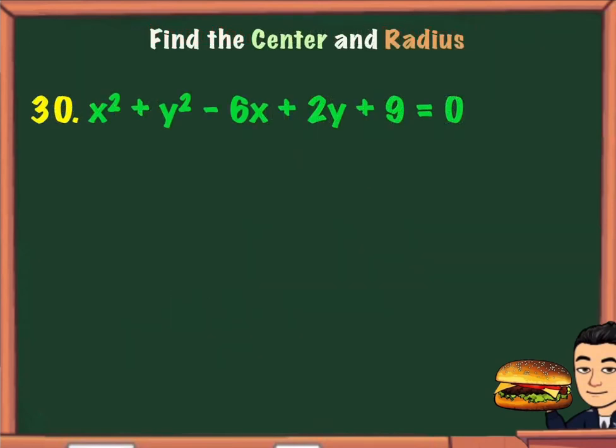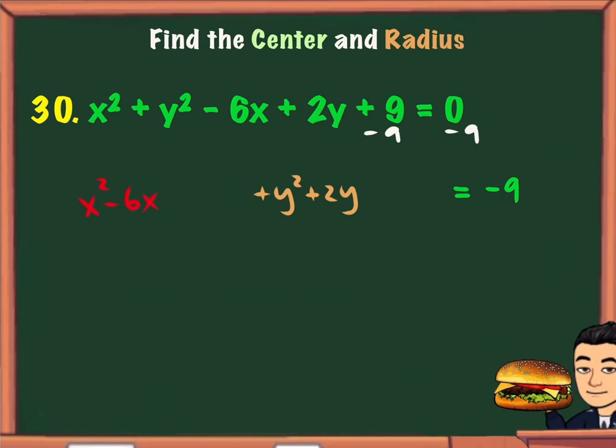So for number 30, in order to find the center and the radius, we have to put this in standard form. First thing I'm going to do is subtract 9 on both sides to isolate the constant. Next, I'm going to rearrange the x and y's, put them all together. So I have x squared minus 6x, I'm going to leave a space and put positive y squared plus 2y, and leave a little space, equals -9.